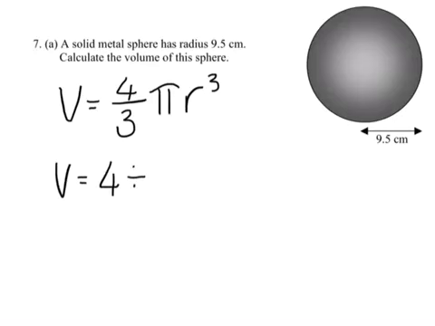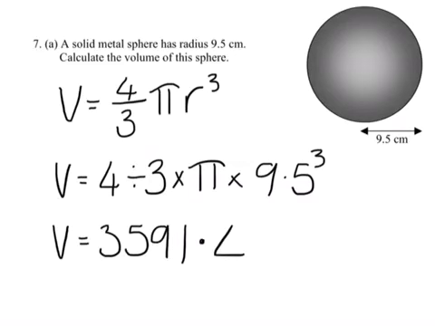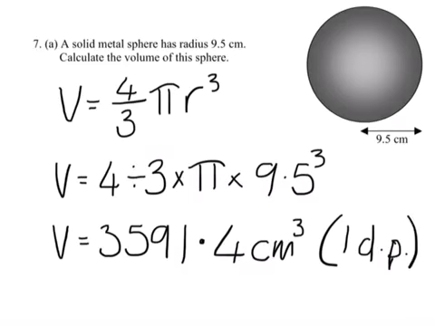which is 4 divided by 3 multiplied by pi multiplied by 9.5 cubed. We can now key that into our calculator, giving us an answer of 3,591.4, rounded to one decimal place, and that's cubic centimetres. Moving on to part B.